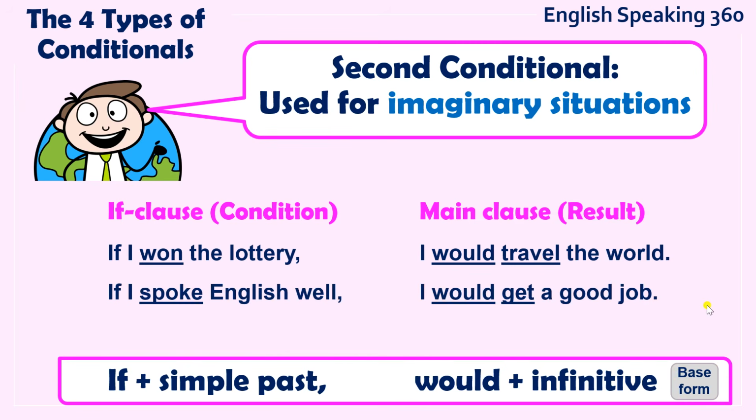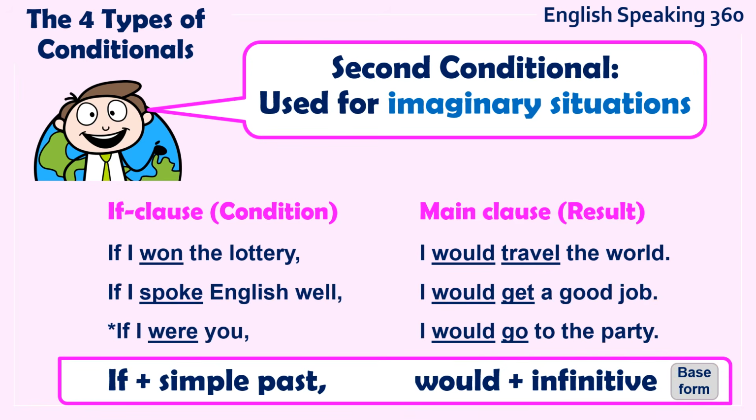If I spoke English well, I would get a good job. But I don't speak English well. It's only in my imagination. If I were you, I would go to the party. But I am not you. It's impossible. And also notice that we say if I were you, not if I was you. This is important and I will explain later.